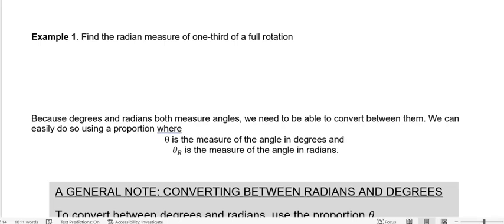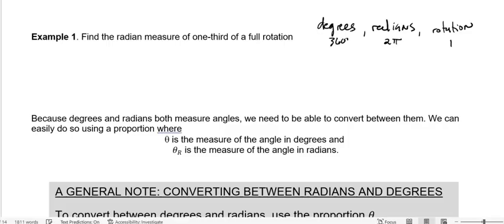So we have three ways to measure an angle. Really, two that we're talking about. We got degrees, we got radians, and you can think of it as rotation if you want, right? One rotation is equal to 2 pi radians, which is 360 degrees.